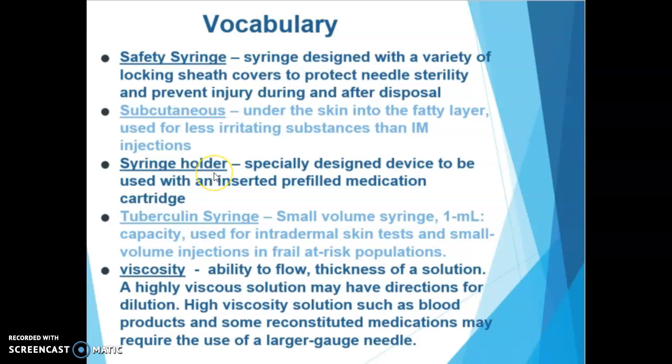A syringe holder. These are specially designed devices that are used with an inserted pre-filled medication cartridge. And again, I've got a picture later. I'll show you what I'm talking about. A tuberculin syringe is a very teeny tiny syringe. It's just 1 milliliter. Think about that 30 ml medicine cup. We're talking about 1 milliliter of medicine. That's all the syringe is going to hold. So it's a very small syringe.